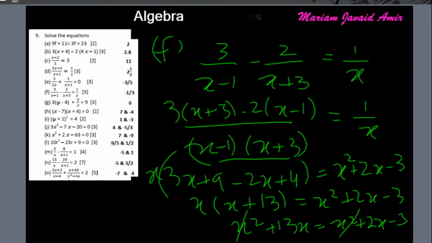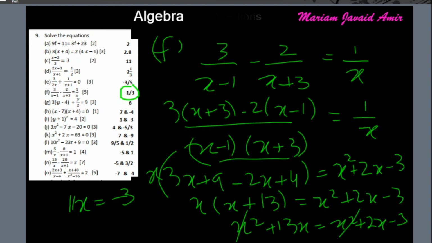X square and x square get cancelled. Then we have 11x equals minus 3, and this is nowhere near this answer. So again some mistake. Let me get back to you.